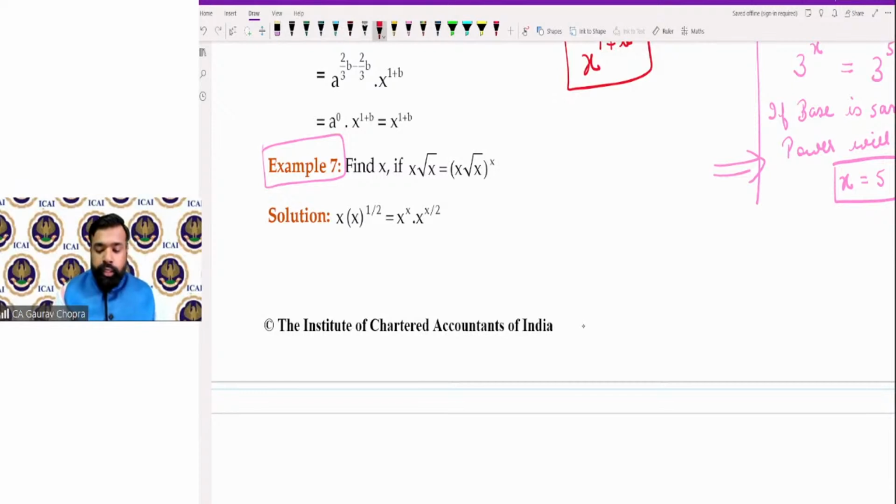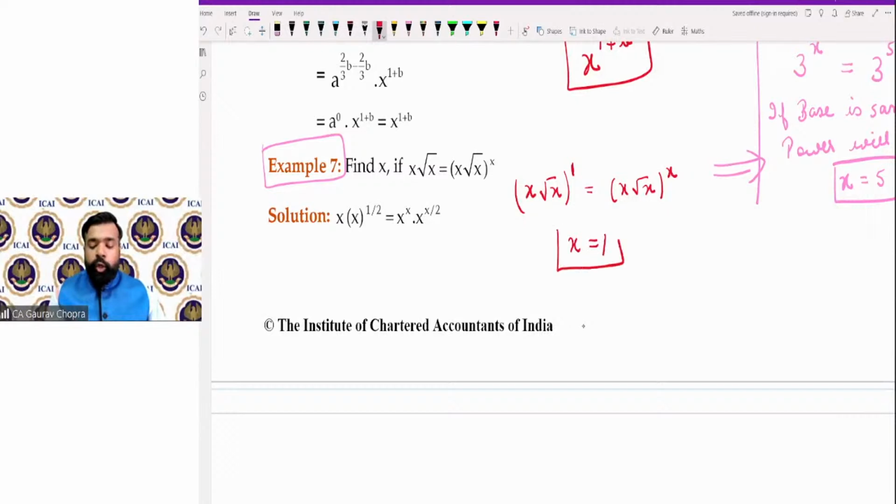Yes. So it says x root x on one side. On the other side, it is x root x to the power of x. So on the left hand side, it is automatically power 1, whereas on the right hand side, it is power x. So base is the same, power will be equal. Therefore, x is equal to 1. Just 1 second, answer will be 1. So easy, right?